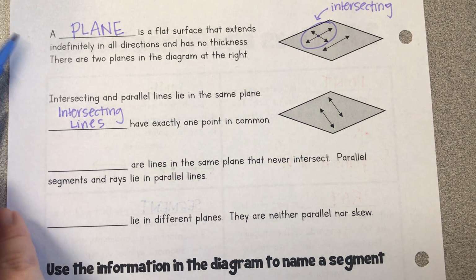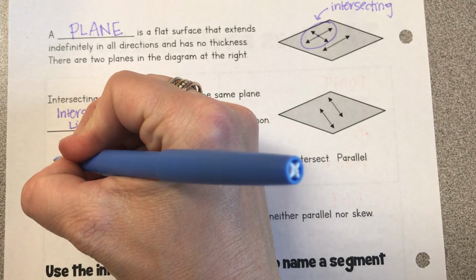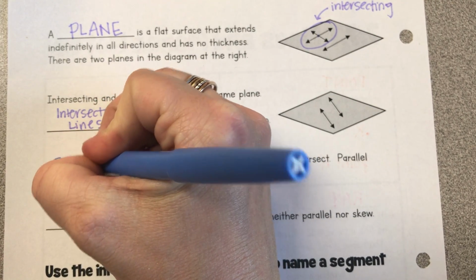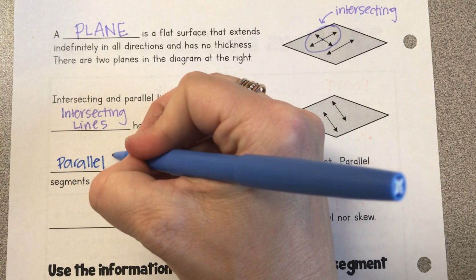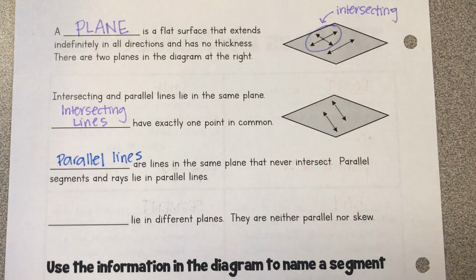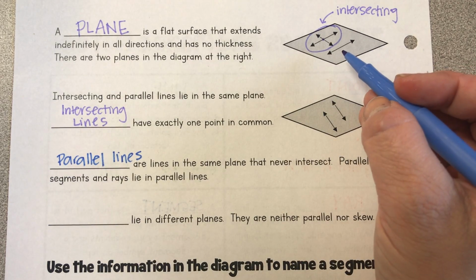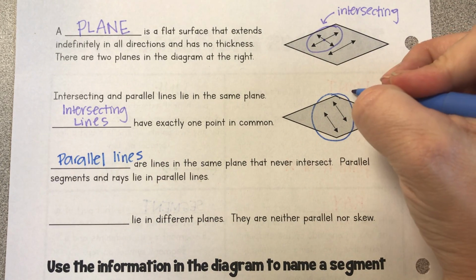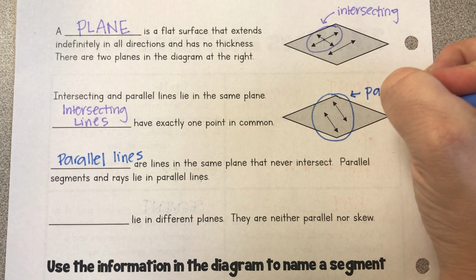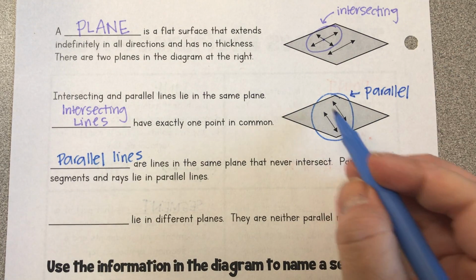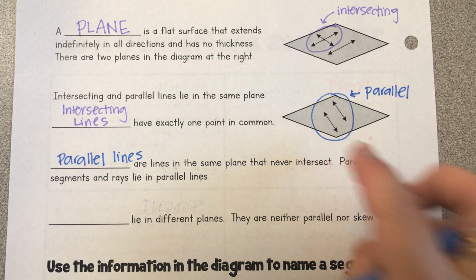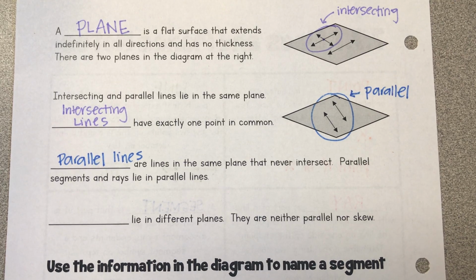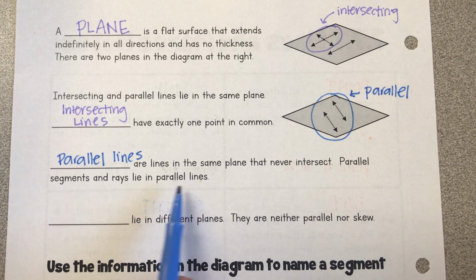Then the next definition is parallel. Parallel lines are lines that are in the same plane, but they never ever intersect. So that would be like these two down here. They can continue on forever and ever and ever. They are never going to cross. Those are parallel. Parallel segments and rays lie in parallel lines.